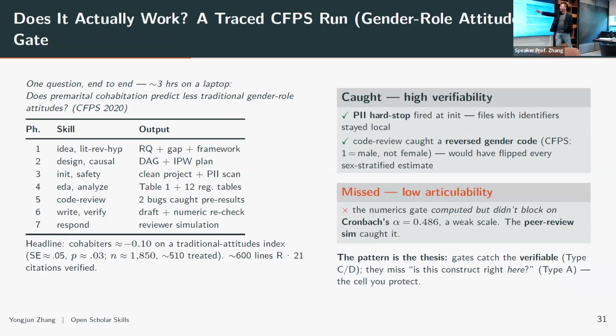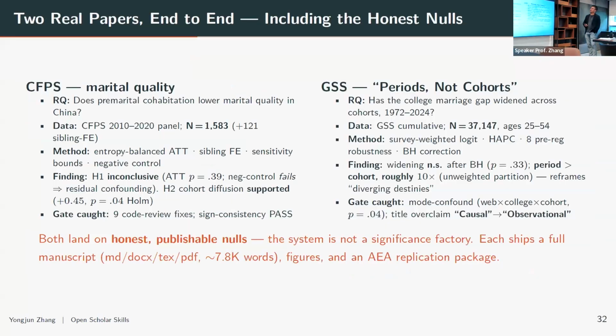We did a P2 scan, first off, everything run locally. And also, we found some bugs. That's one run right here. 2 real papers end to end. So again, we are not producing a paper machine. We are not trying to build paper machines. Here you see, we actually produce these honest null results.